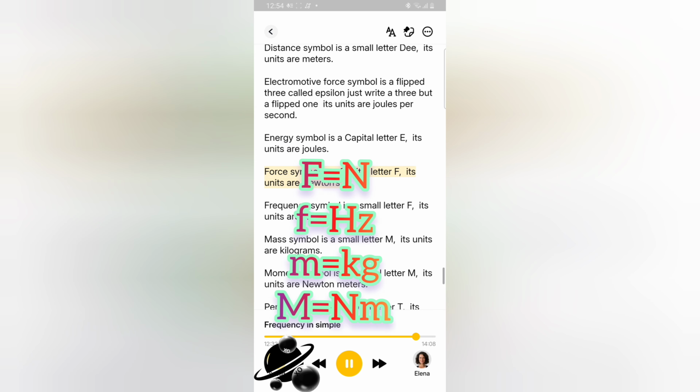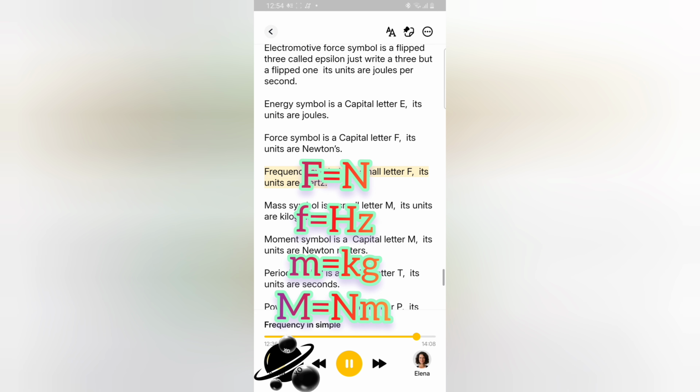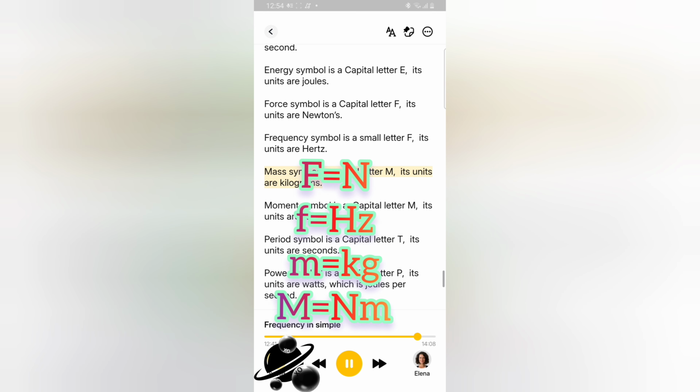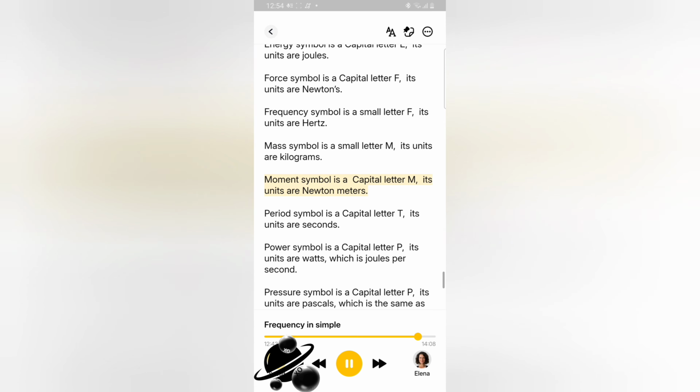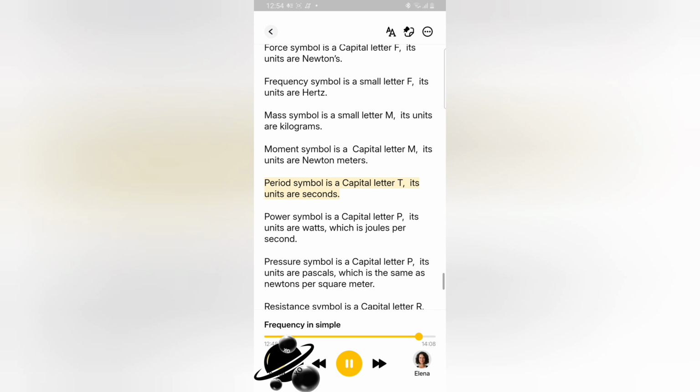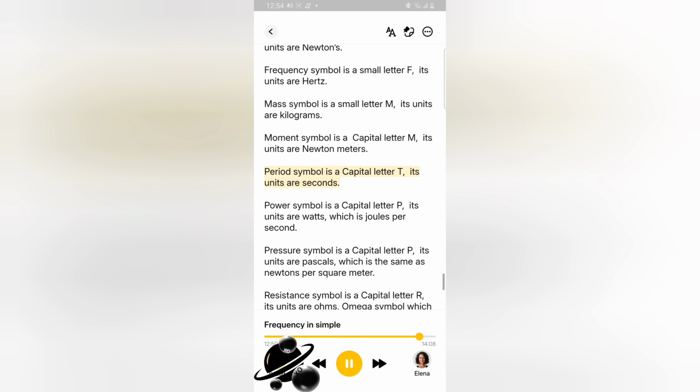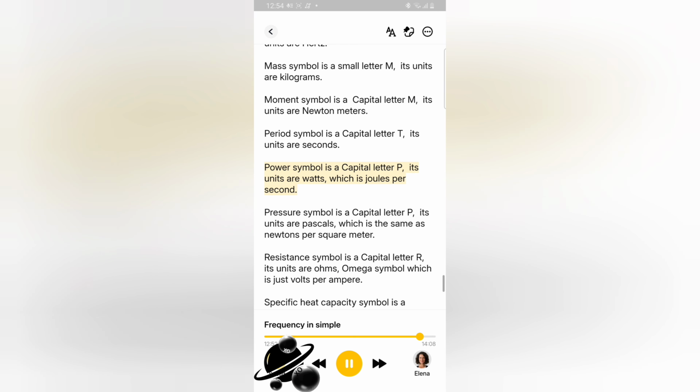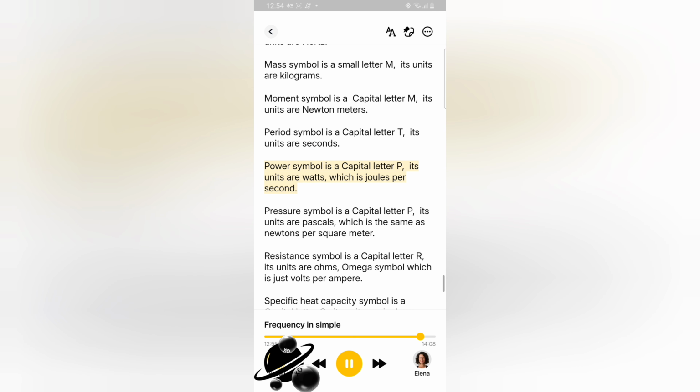Its units are newtons. Frequency symbol is a small letter f. Its units are hertz. Mass symbol is a small letter m. Its units are kilograms. Moment symbol is a capital letter M. Its units are newton meters. Period symbol is a capital letter T. Its units are seconds. Power symbol is a capital letter P. Its units are watts, which is joules per second.